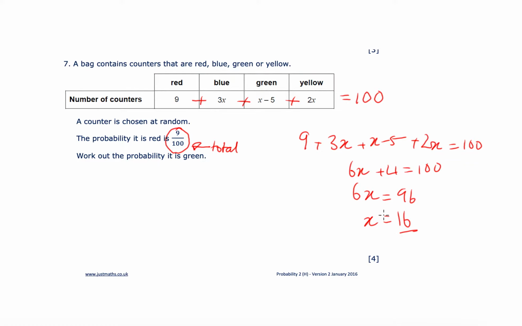Okay, but we're not done yet. It asks us for the probability that it is green. So we know x is 16. So x minus 5 is the number of green counters. So 16 minus 5 is 11. So there's 11 green counters. And the probability, again, as I mentioned before, is always over the total. So it's going to be 11 over 100. Okay, so let's have a look at the next one.